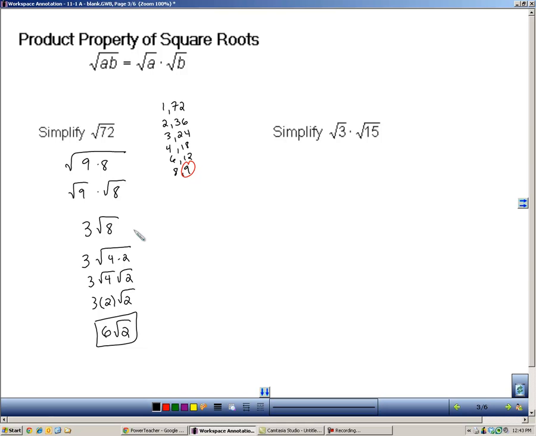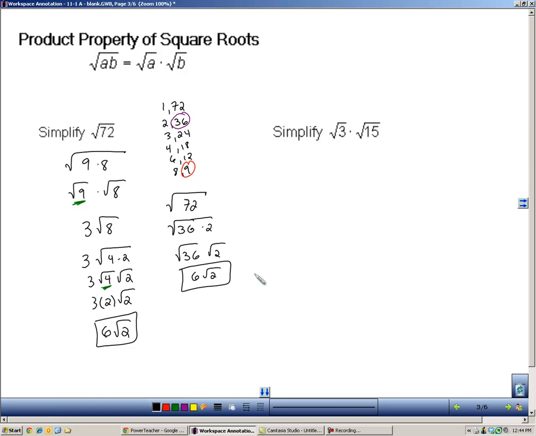Now, that's actually pulling out two perfect squares. We pulled out a perfect square here, square root of 9, and we pulled out a perfect square here, square root of 4. Now, if you would have noticed something about all of these factors, 36 is also a perfect square, and 36 is bigger than 9. So if we were clever about this, we could have broken this up into square root of 36 times 2, and the square root of 36 is just a 6. So we would have ended up with 6 root 2 anyway.